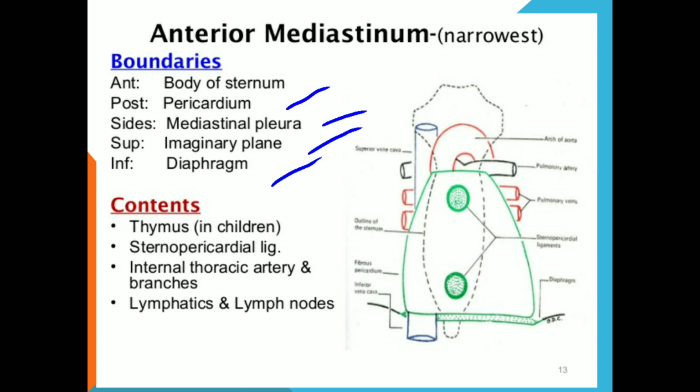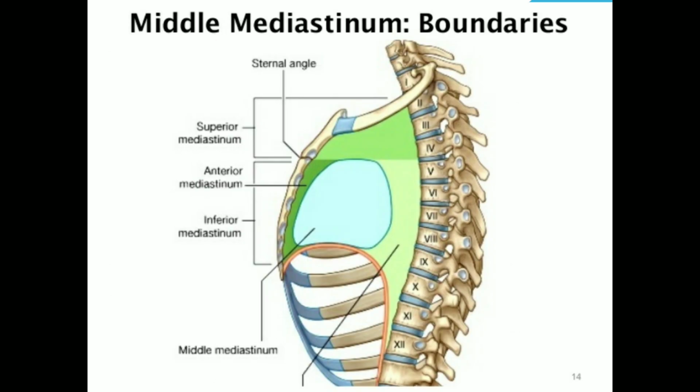Contents you see in the anterior mediastinum are the thymus, then internal thoracic artery, and lymph nodes. These are the things you see in the anterior mediastinum. So next, you are looking at the anterior mediastinum, whatever I told. Now next you are looking at this part, that is called the middle mediastinum.